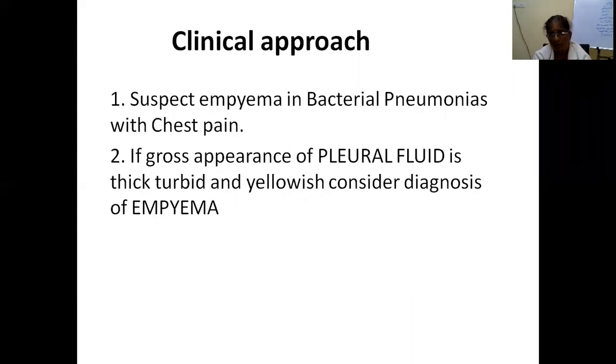Then, when do we suspect empyema? Whenever we have a fever case with chest pain, pneumonias with chest pain, or any patient with fever with chest pain, you should first examine and suspect empyema. Another thing is when we suspect a pleural effusion, clinically we can suspect only effusion, a fluid in the cavity. So when we draw the fluid, if the gross appearance is thick, turbid, yellow colored, we should think of empyema.